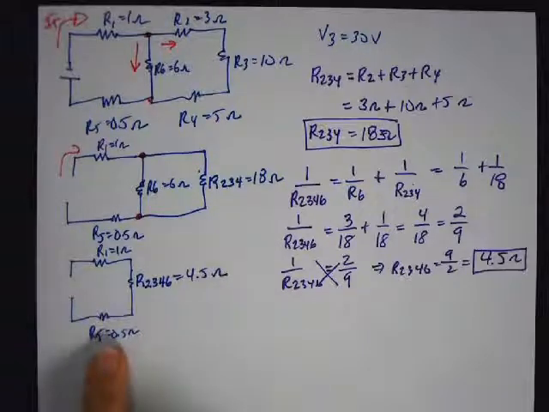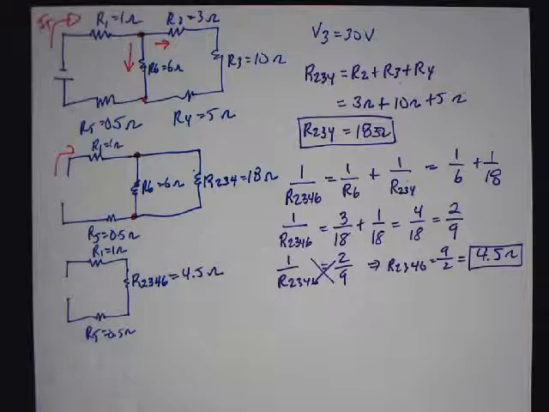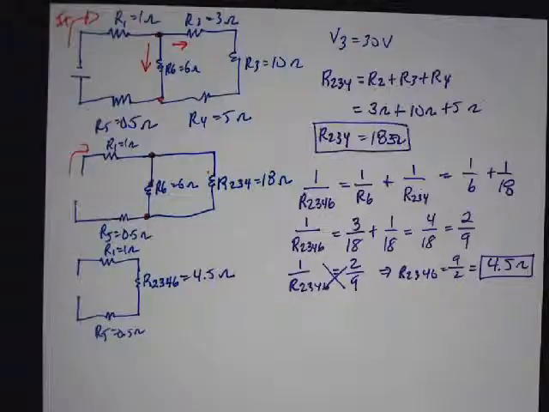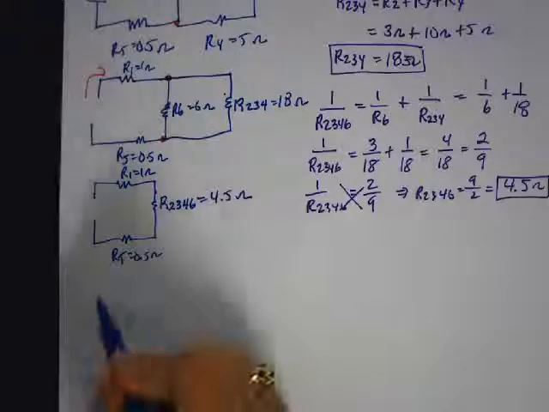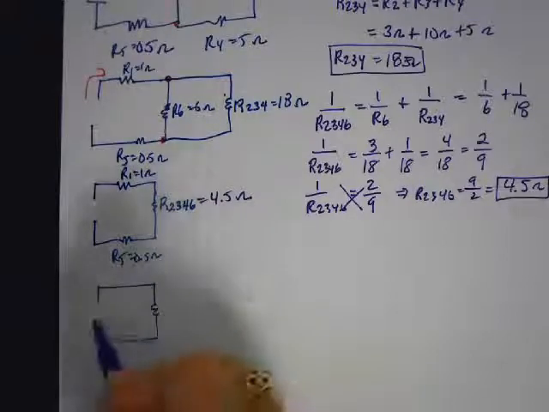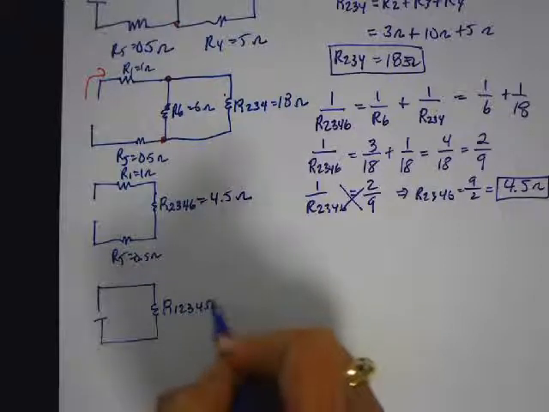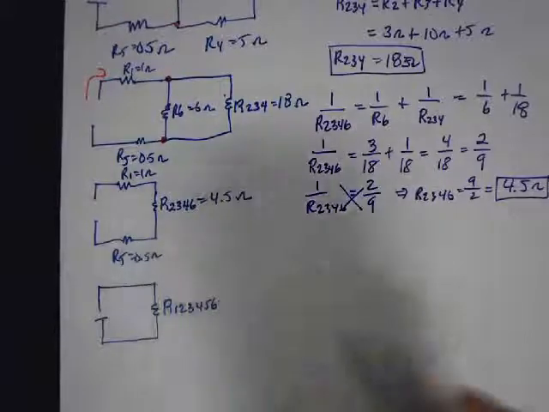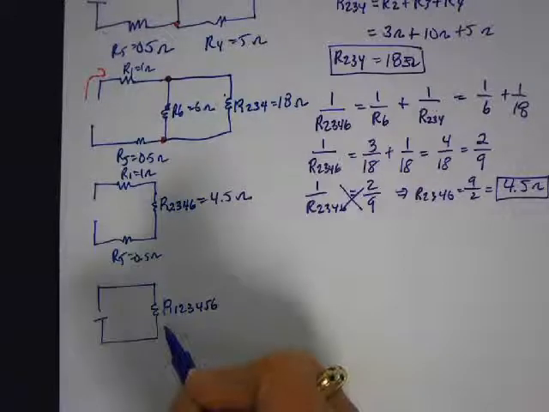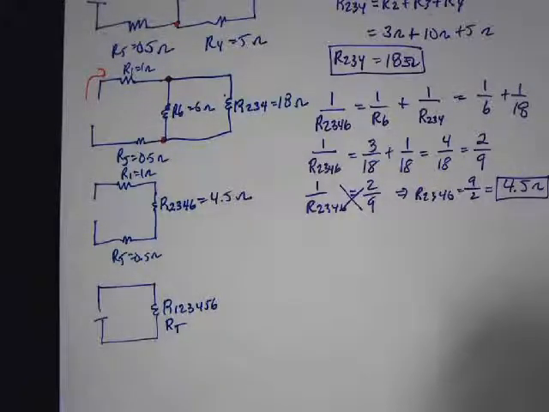Okay, now I look over here. I'm left with 3 resistors in series. So I want to find an equivalent resistor that I'm going to call R12345, or 1, 2, 3, 4, 5, 6. That's kind of a mouthful, so I'm going to call it RT for total, because that's the one equivalent resistance.